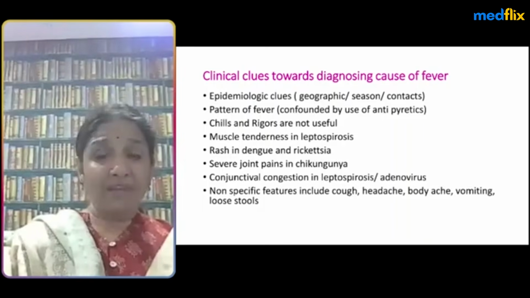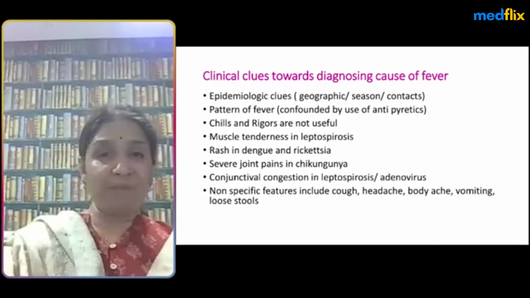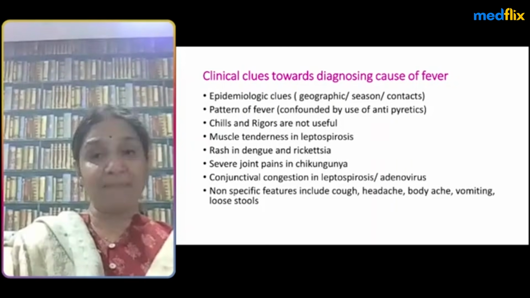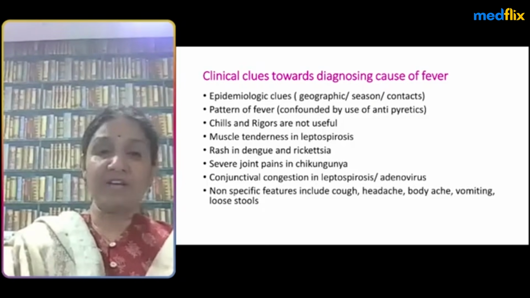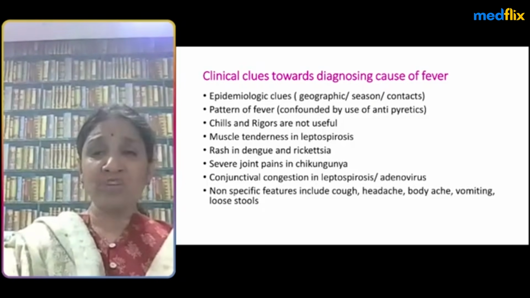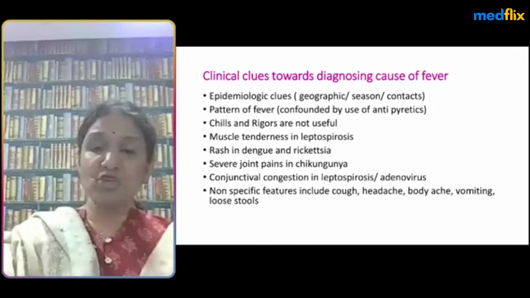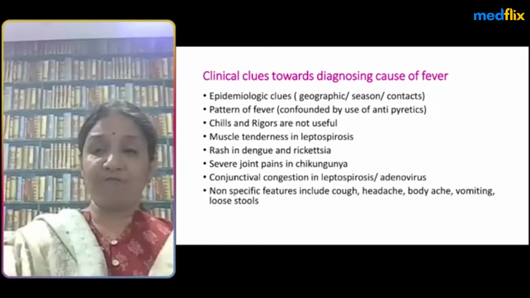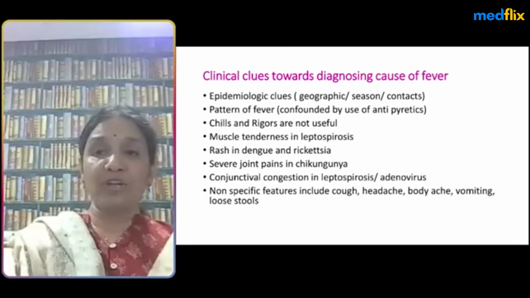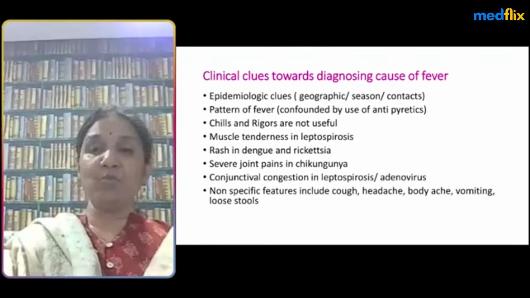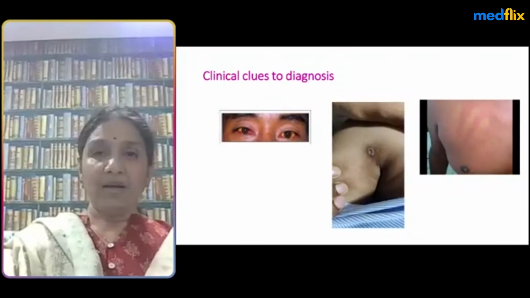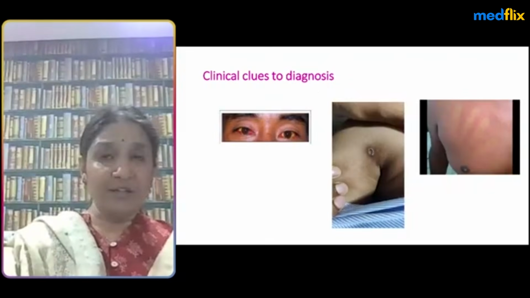But there are some other features which are non-specific. So if the patient has cough, it can be present in any type of fever, headache, body ache, vomiting, loose stools. If there are some loose stools, it can be present even in influenza. So those symptoms don't really help you in making a diagnosis. But if there is a patient who comes to you with a step ladder pattern of pyrexia, who has a coated tongue, who has abdominal pain, who has some loose stools, then you're probably dealing with a case of typhoid. So these are some of the clinical clues to diagnosis.